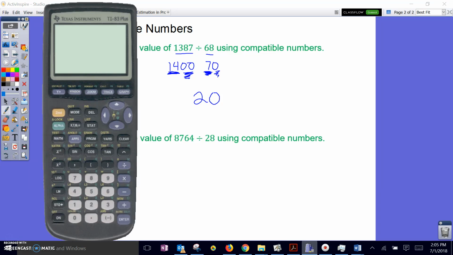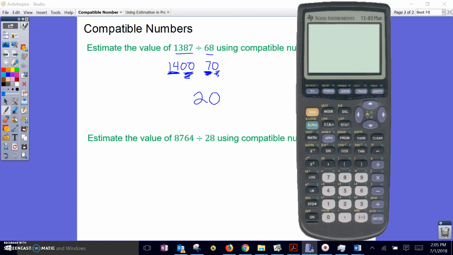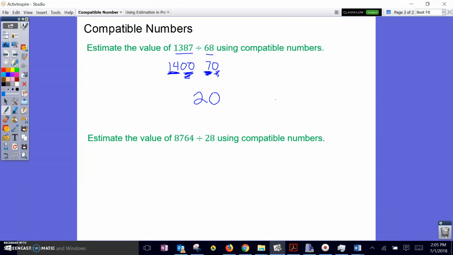Let's see how well that actually worked. 1,387 divided by 68 is 20.397. So we got a really close estimate by using these compatible numbers to approximate this division problem. Okay? Now let's look at this.